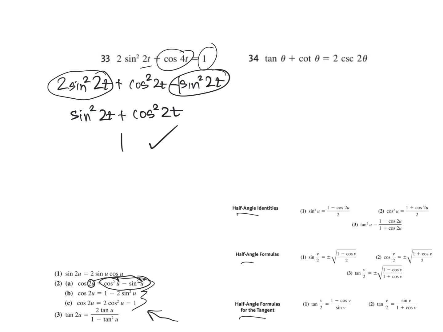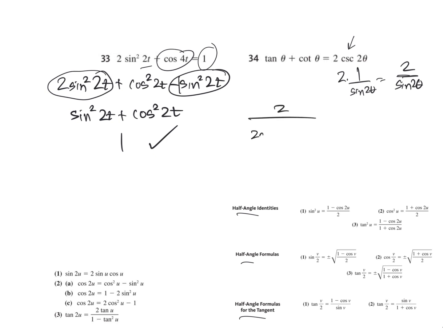Okay, tangent theta plus cotangent of theta. Again, you could do a whole bunch of different things. I think we should start with the cosecant and turn it into the sine. So this is 2 times 1 over the sine of 2 theta, or 2 over sine of 2 theta. Okay, now what is the sine of 2 theta? And this becomes 2 over 2 sine of theta cosine of theta. The 2's reduce out, leaving 1 over the sine of theta cosine of theta. Okay, same thing as 1 over the sine of theta times 1 over the cosine of theta.